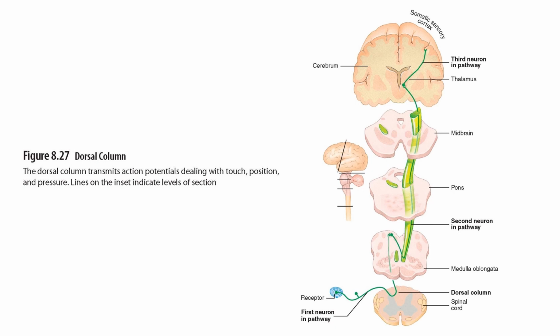So the dorsal column, okay, so from the receptor, it goes to the first neuronal pathway, and then lateral to the medulla oblongata, and then tas lumilipat siya sa kabila, contralateral to the second neuronal pathway, to the pons, to the midbrain, and then going to the thalamus, and of course, the somatic sensory cortex.